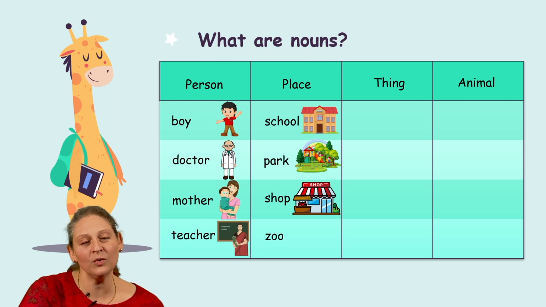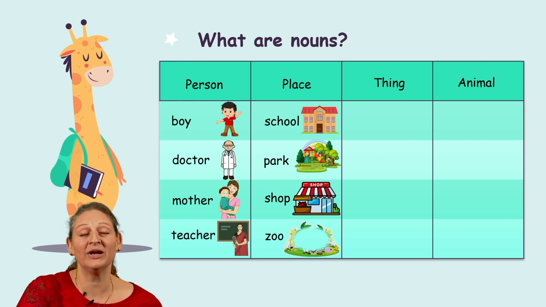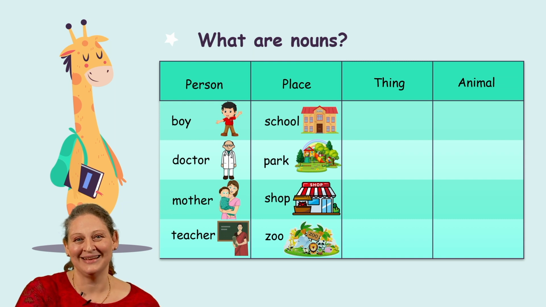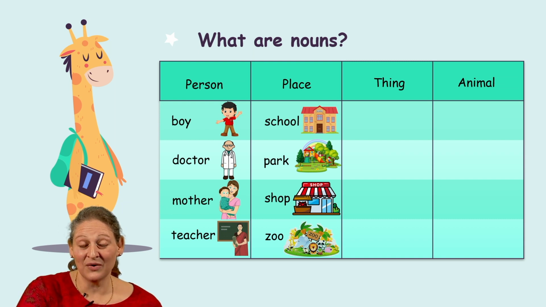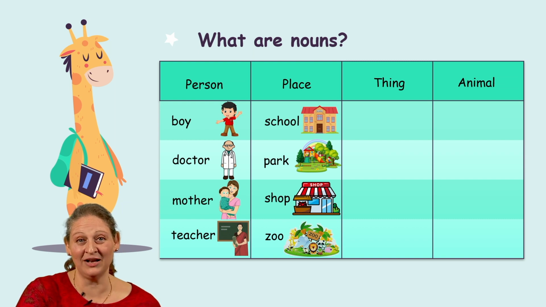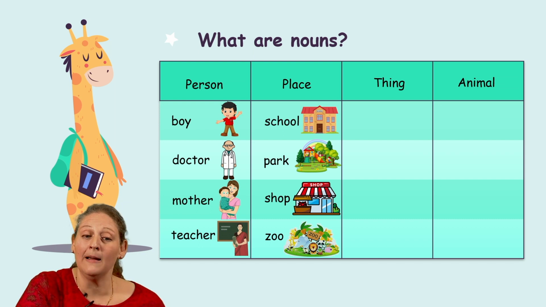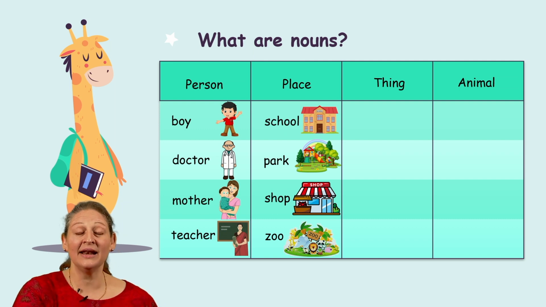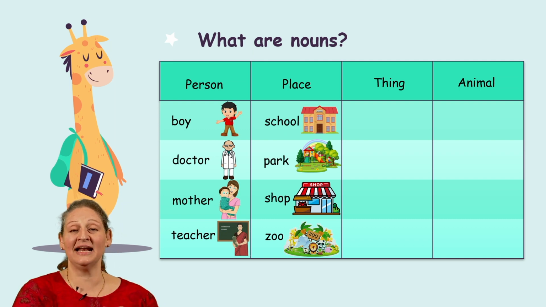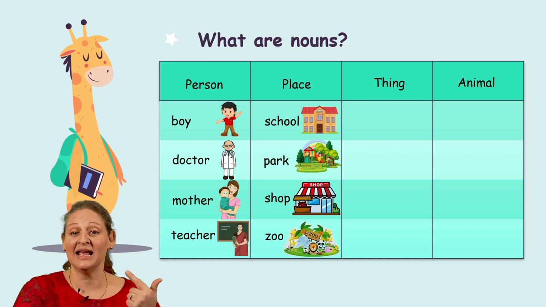Zoo. Zoo is a place. Do you know what a zoo is? It's a place where we go to see animals. Did you ever go to the zoo? Really? Did you like to see all the animals? Yes. So a place is a noun. We have naming words for places. School, park, shop, zoo. They are all places. So what are nouns? Nouns are naming words. They name a person, place, thing, or animal.